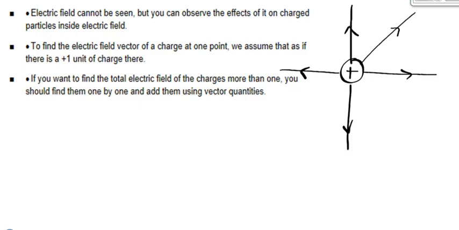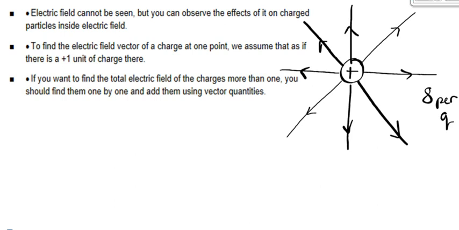It is common to draw 8 vectors per charge. That is not the absolute rule. If you drew 6, that would be fine. If you drew 20, I'm sure they wouldn't mind that either. But usually there's 8 lines per Q.